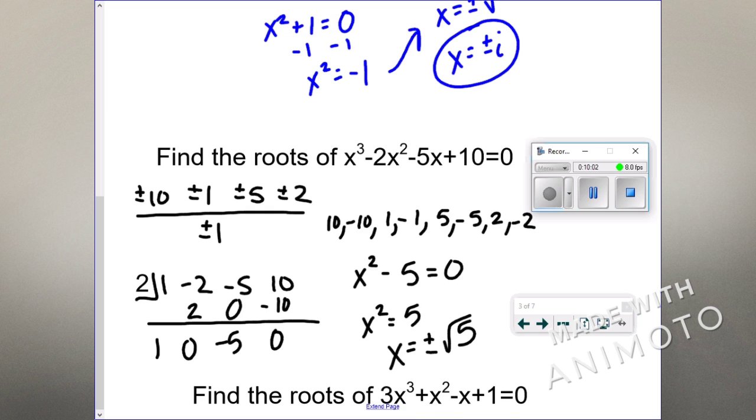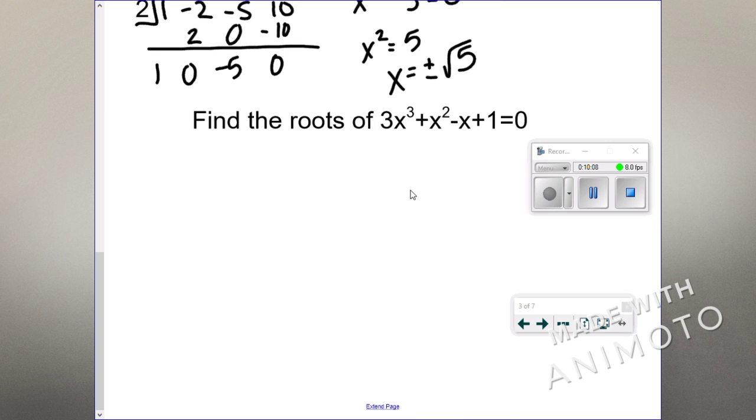Why don't you go ahead, pause the video and attempt this third problem, and your solutions for that problem should be -1, and 1 plus i square root of 2 divided by 3, and then 1 minus i square root of 2 divided by 3. If you have questions on that, make sure you ask.